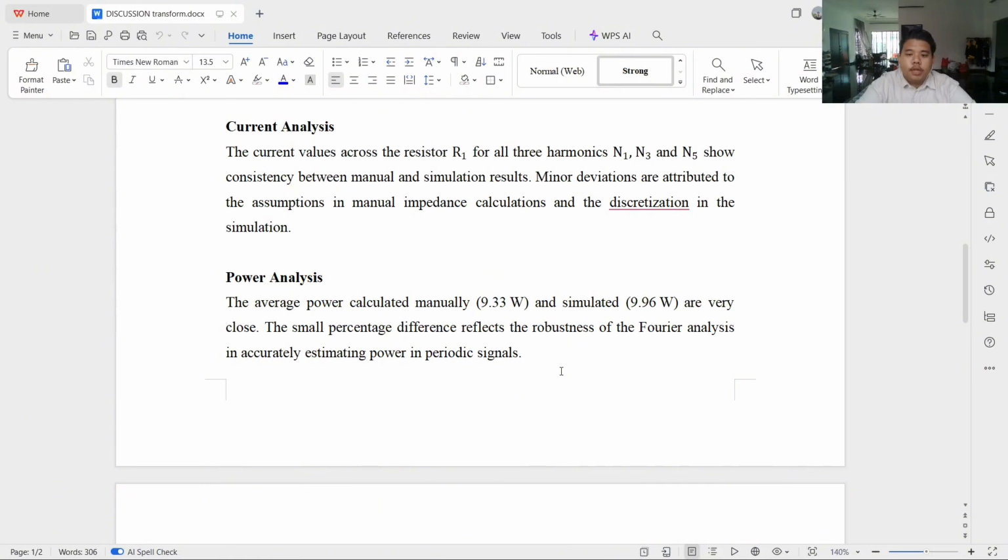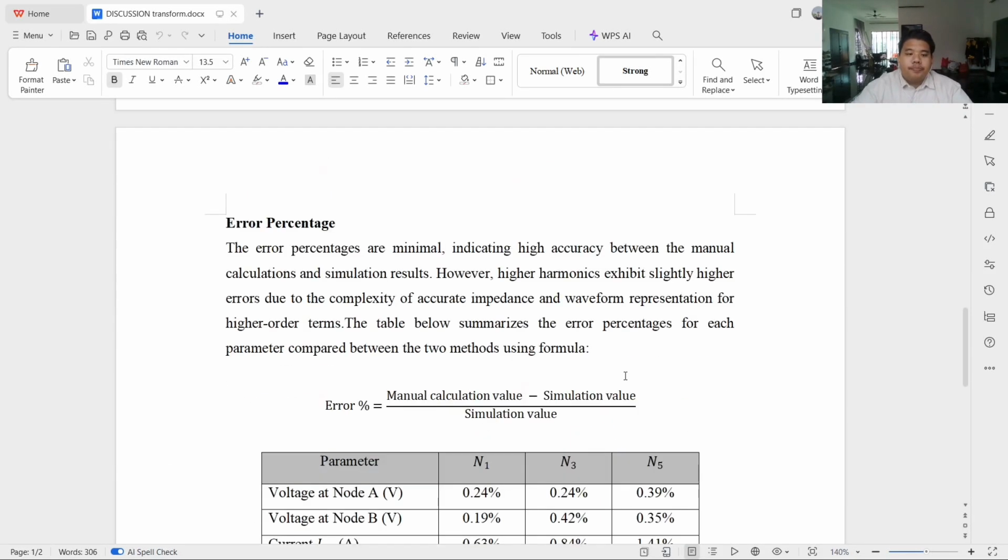For the power analysis, the average power calculated manually, which is 9.33 watt, and simulated, we got 9.96 watt, are very close. The small percentage difference reflects the robustness of the Fourier analysis in accurately estimating power in periodic signals.